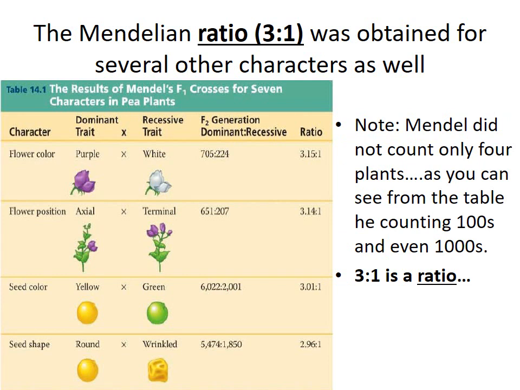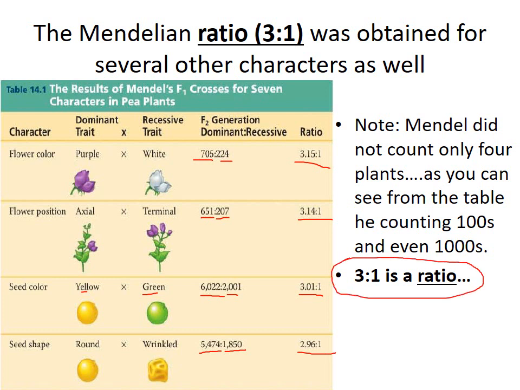And so you can see that for many of the characteristics he studied, 705 to 224, that's about a 3-to-1 ratio. For the flower position, 651 to 207, that's again a 3-to-1 ratio. It's not exactly 3-to-1 because making babies and their characteristics are always up to chance, but it's really, really close every single time. Yellow to green seed color, 6,022 to 2,001, that's about a 3-to-1 ratio. And then round to wrinkled, 5,474 to 1,850, that's again close to a 3-to-1 ratio. And again, this is our Mendelian ratio.